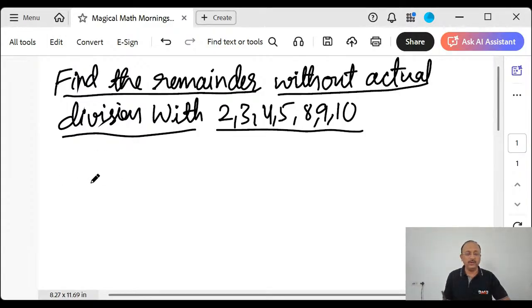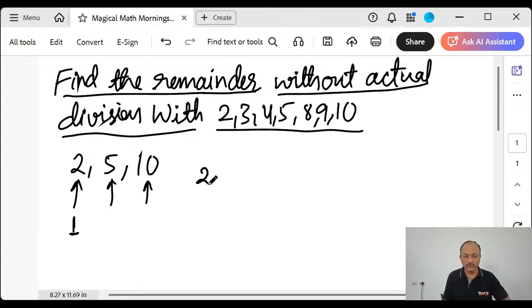Now, let's take simple numbers like 2, 5, and 10, which are very easy to tell. When you divide any number by 2, either it is divisible by 2 or there is a remainder of only 1. When it is an odd number, 1 will remain. When it is an even number, it's completely divisible. Divisibility by 5 and 10 is also very easy.